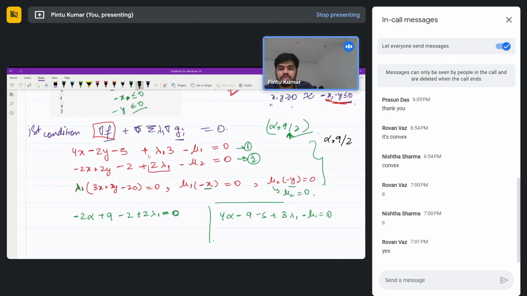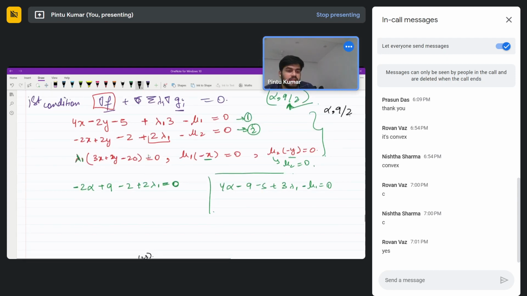So if my alpha is 0, then this term would become... let's look at the second equation. So the second equation, if my alpha is 0, in that case this equation would become 7 plus 2 lambda 1 is equal to 0, or this would mean my lambda 1 is minus 7 by 2. So this is non-zero, right?